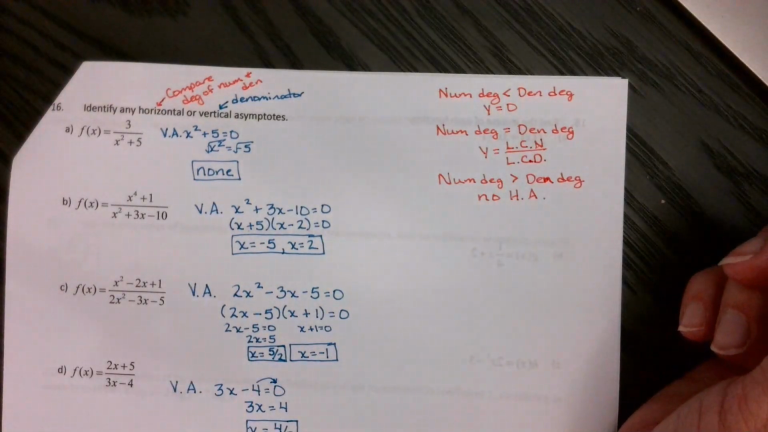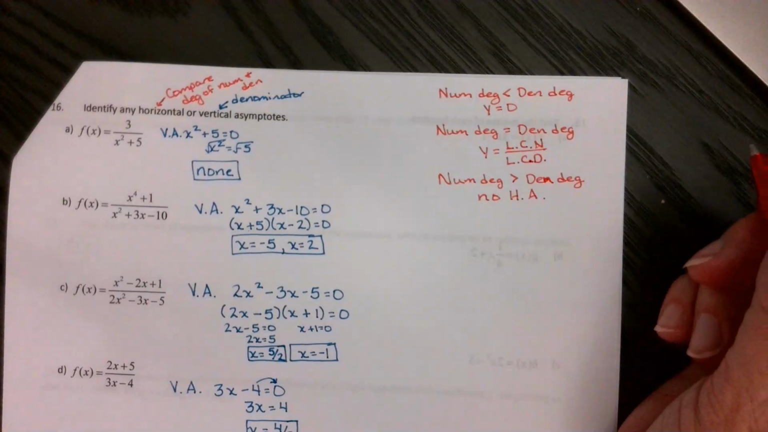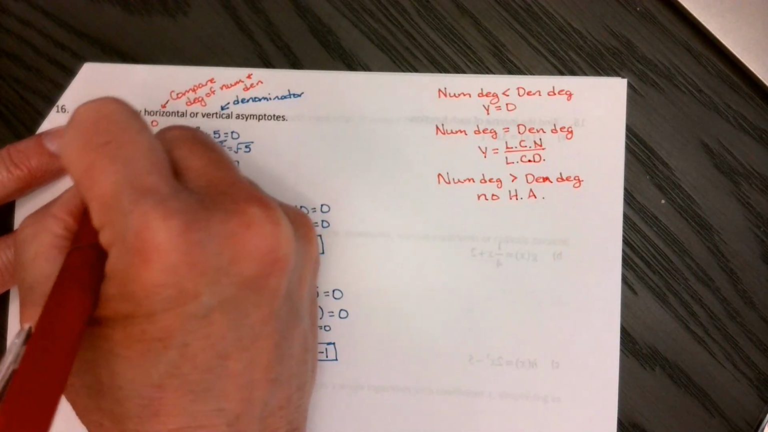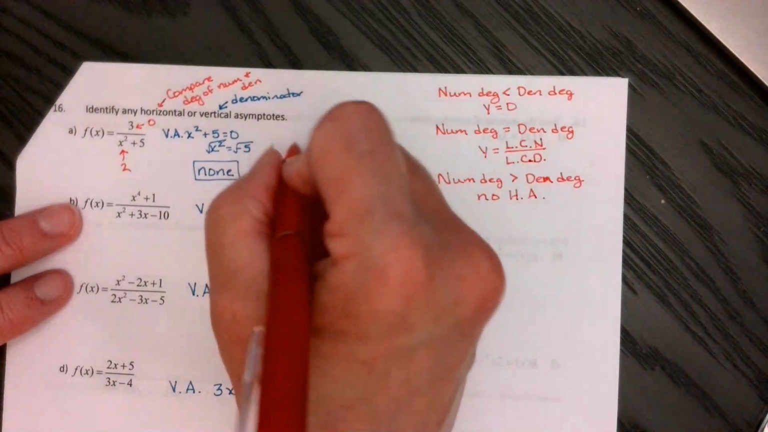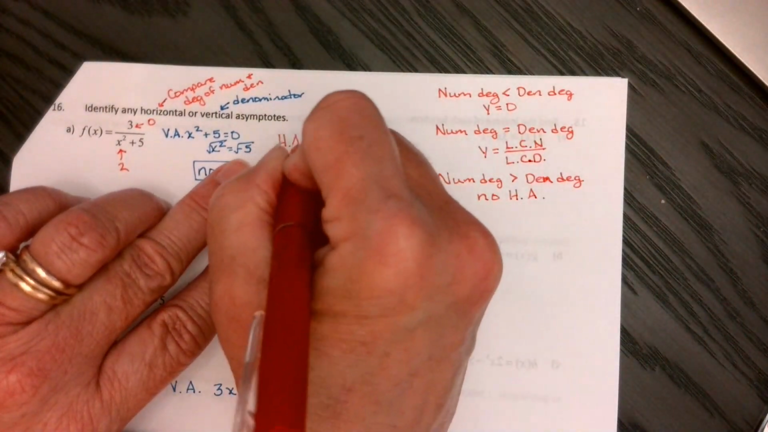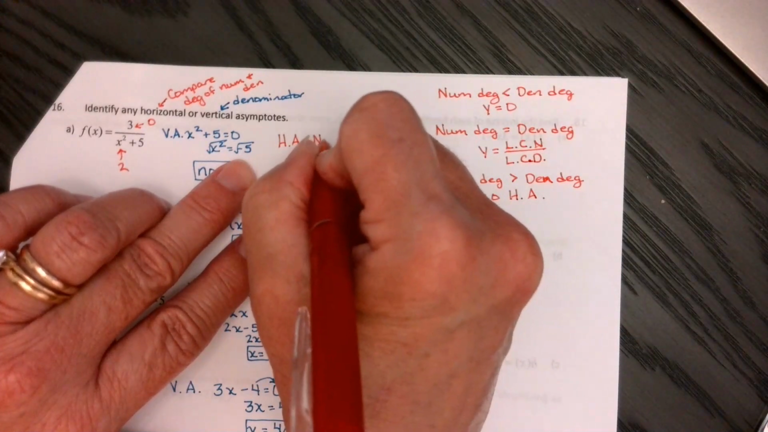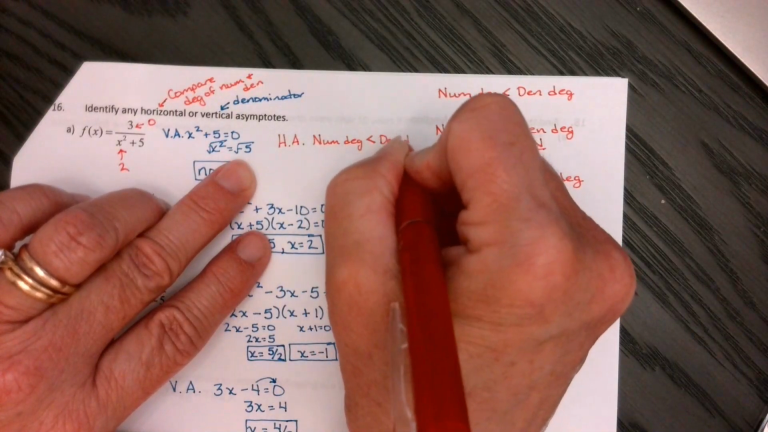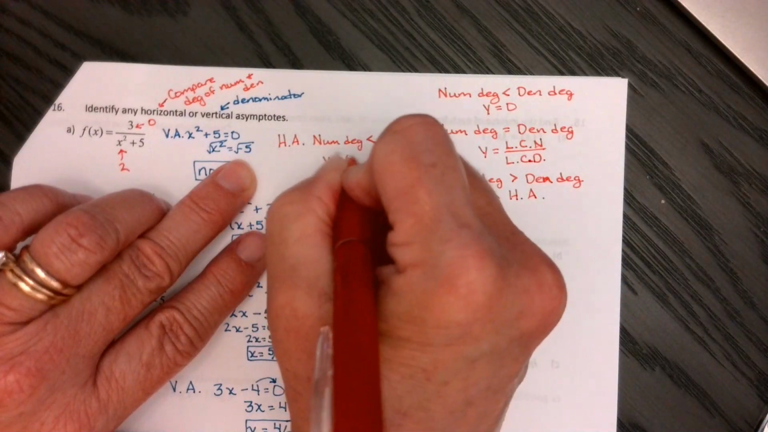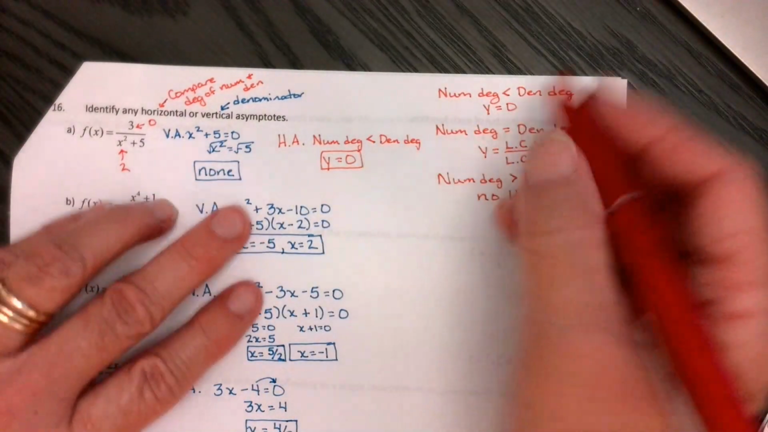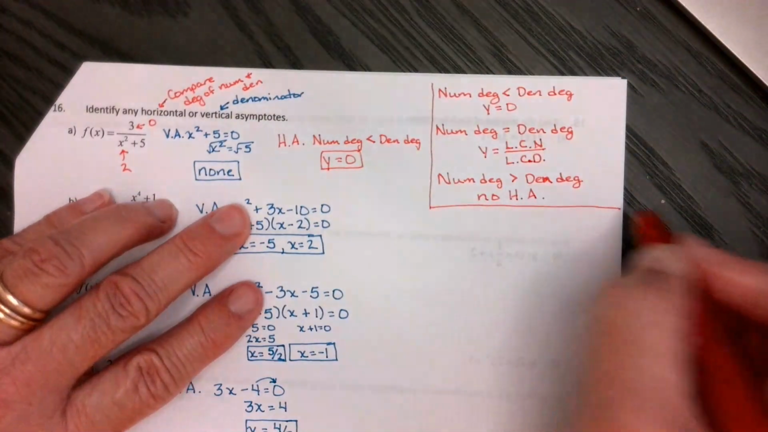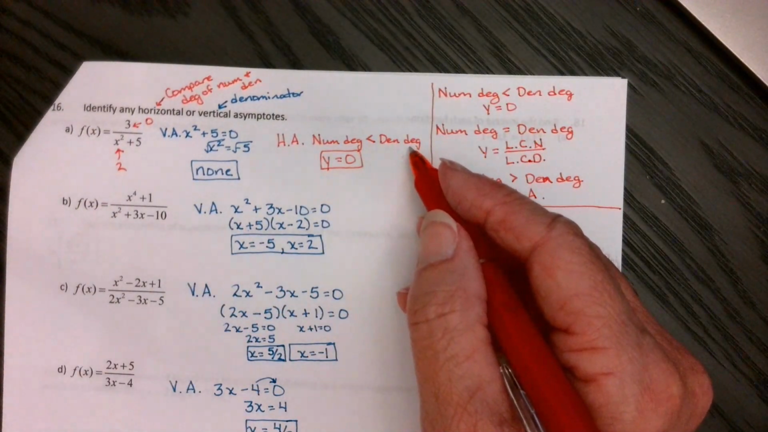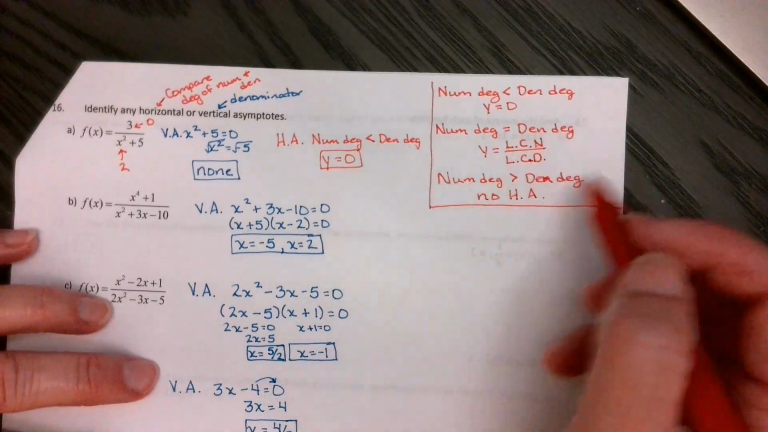So what we're going to do is compare our degrees. This one has a degree of 0. This has a degree of 2. So for the horizontal asymptote, the numerator degree is less than the denominator degree, so our horizontal asymptote is y equals 0. I don't think I'm going to write this every single time, because if you look at my notes or the answers, I have written them, but I've got it right here and I'm explaining it.